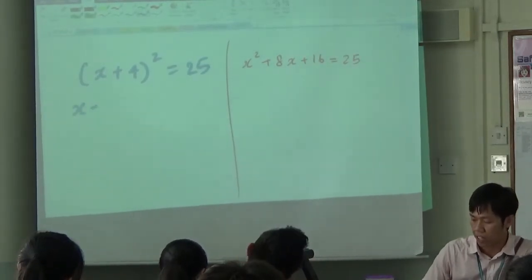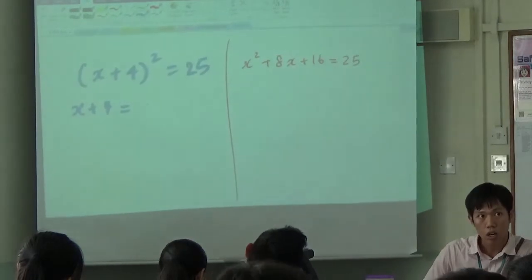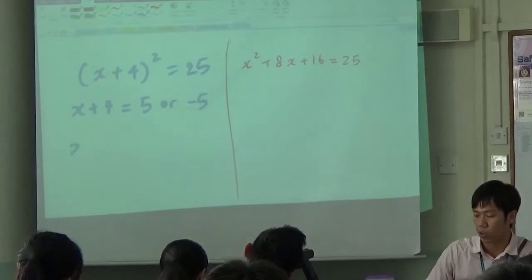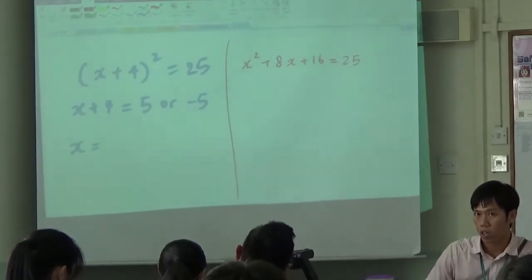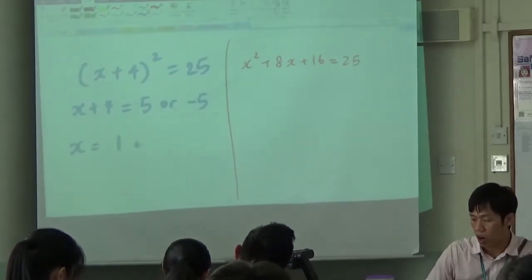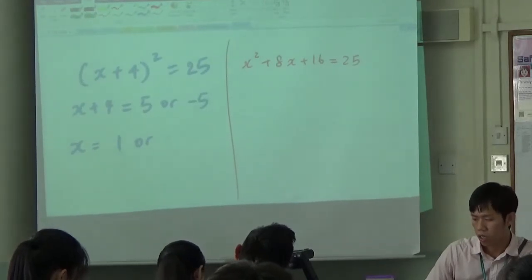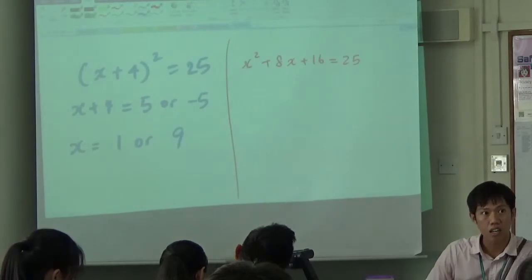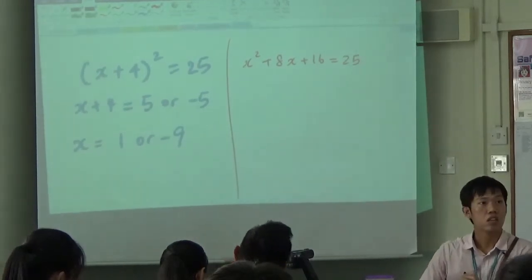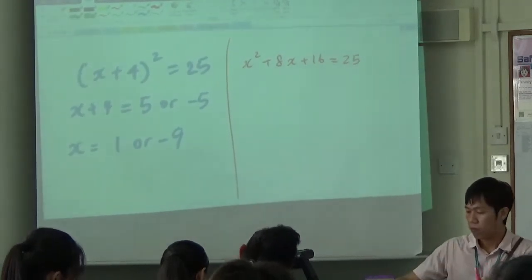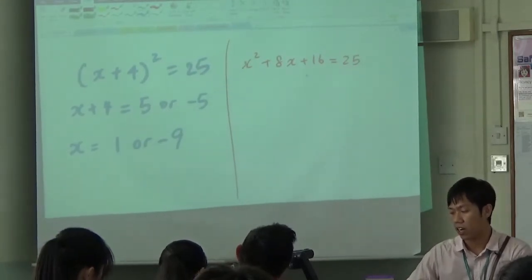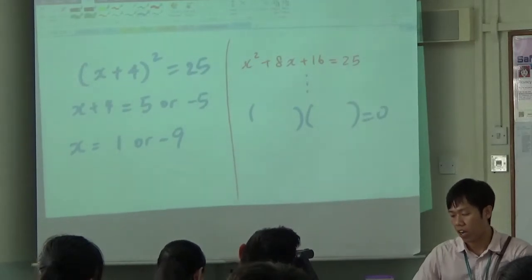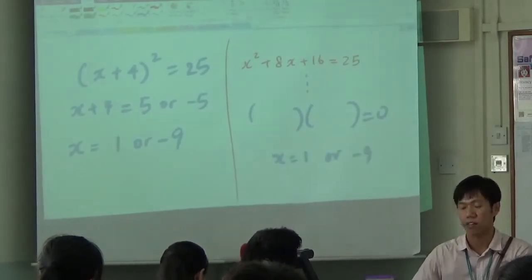So we have x plus 4 equals 5 or negative 5. What is x now equal to? 1 or negative 9, okay? Right? All agree? Now you see, if I chose to expand it out, I will eventually need to factorize again. And then I'll have x equals 1 or -9.